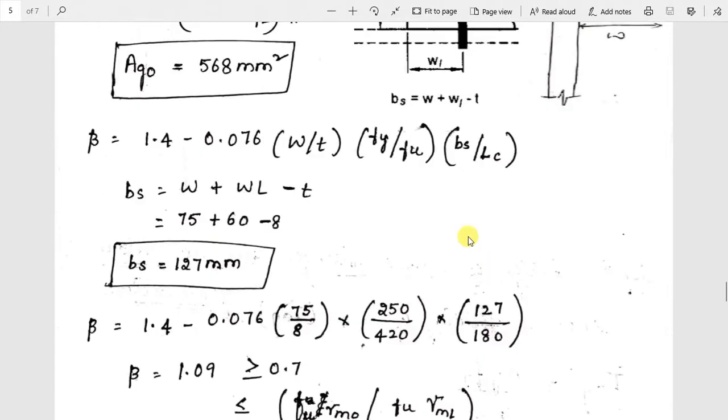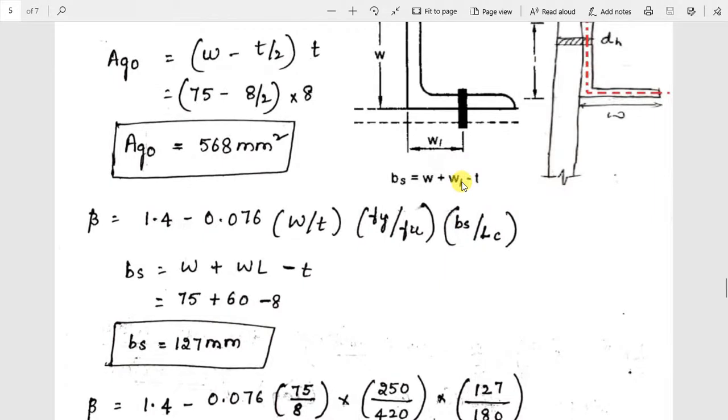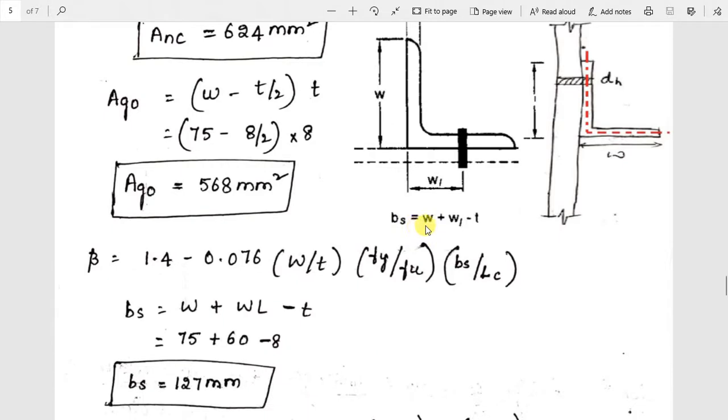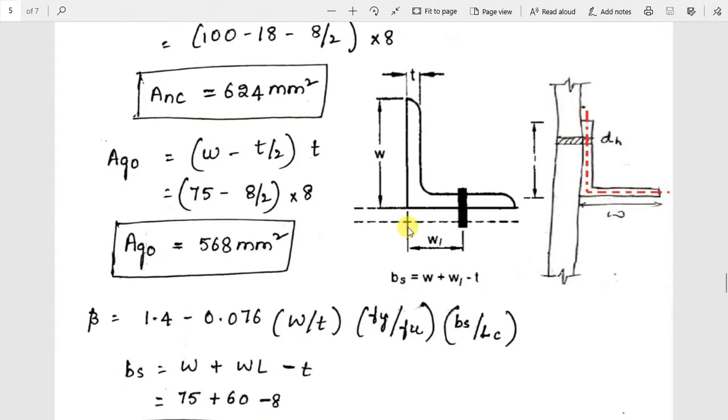The only thing you have to calculate now is bs. It is nothing but the shear lag width. This particular figure is given on page number 33. So below this figure, the formula for bs is also given. That is w plus w1 minus t. What is the shear lag width? See, this is a connected leg.